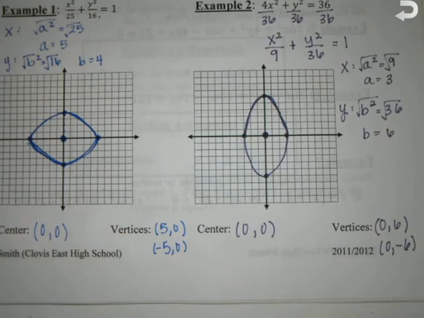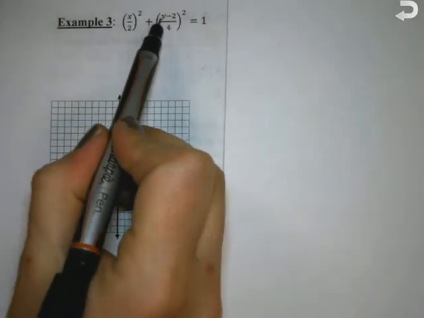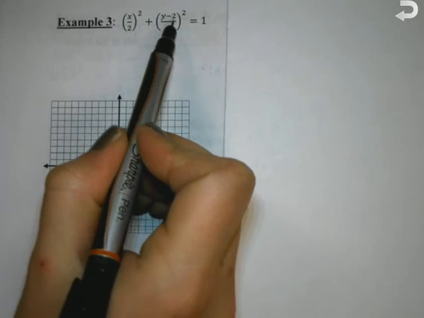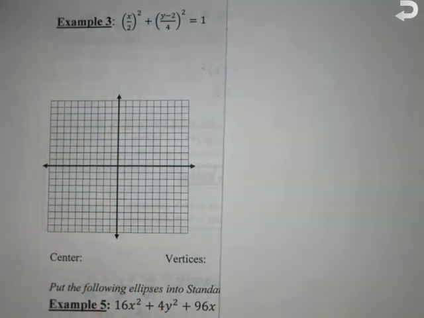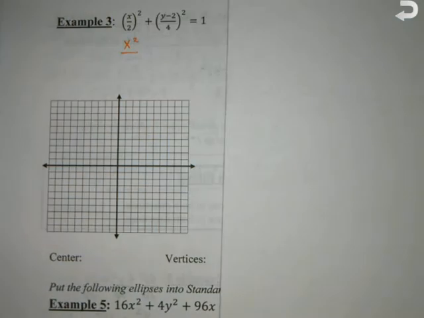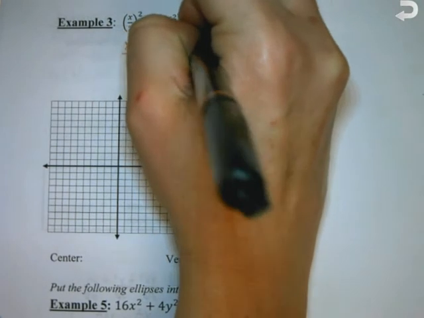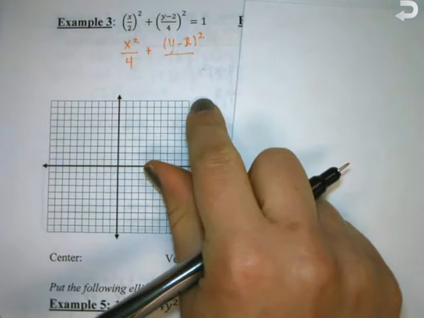Example 3, you have (x over 2) squared plus ((y minus 2) over 4) squared equals 1. Okay, we are not exactly in the form that we want to be in, so I would suggest that we rewrite it, and then I'll let you go off on your own. This is the same as x squared over 4 plus (y minus 2) squared over 16 equals 1. Okay, I want you guys to finish the rest of it on your own, please.